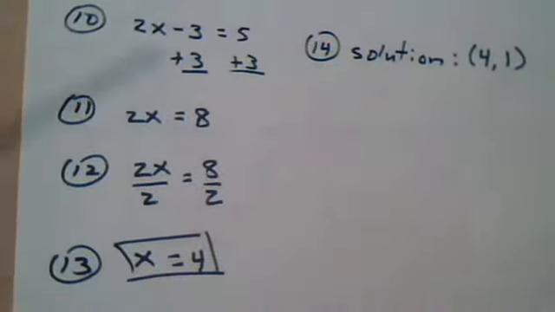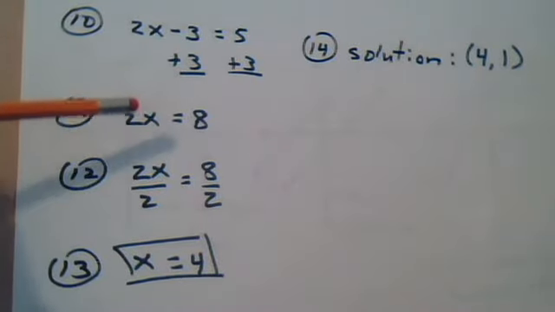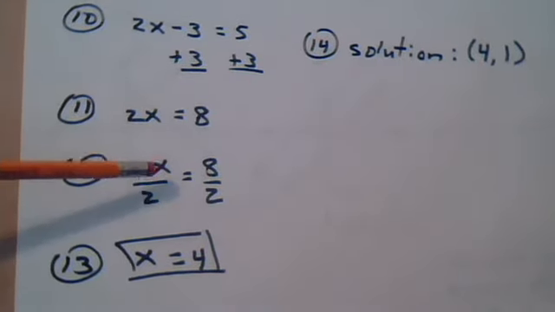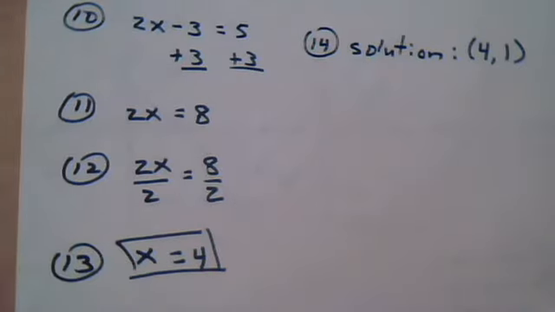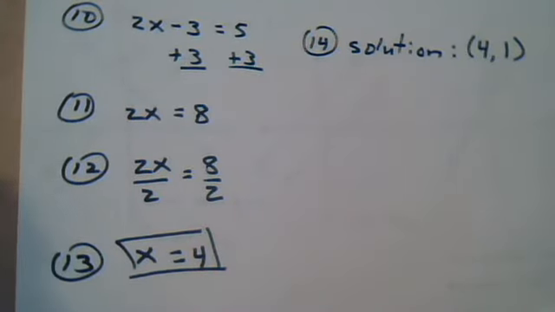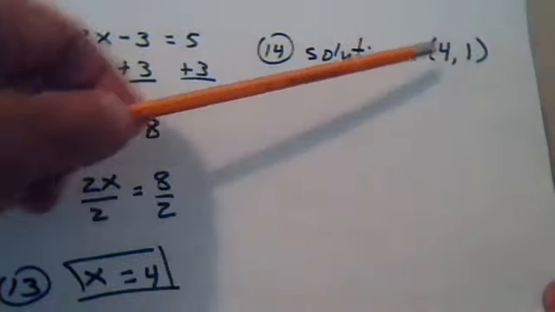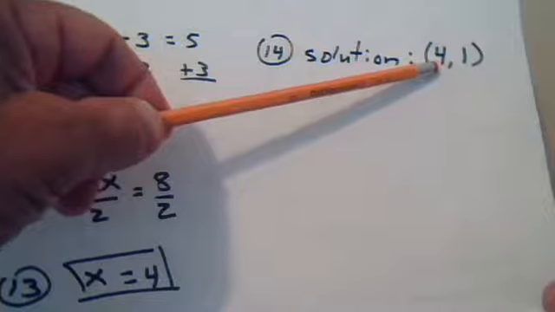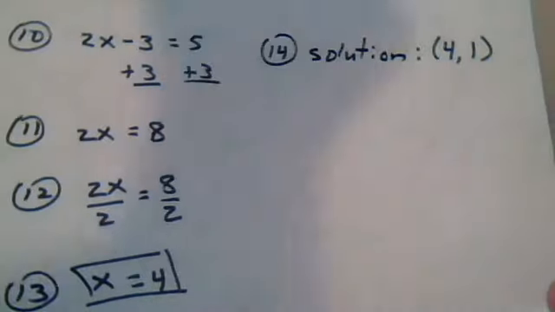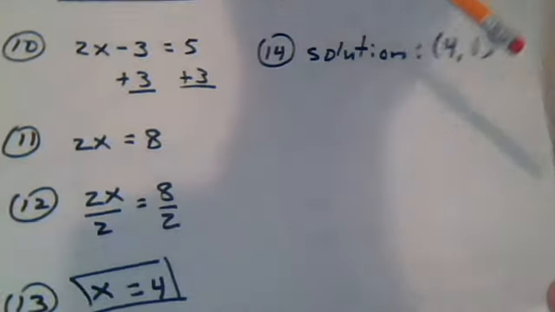So you keep simplifying, combining like terms, getting the x by itself, and we get x equals 4. So now we know the x and the y. So the solution is 4, 1. Remember, the x is always written first and then the y. That is our solution for that system.